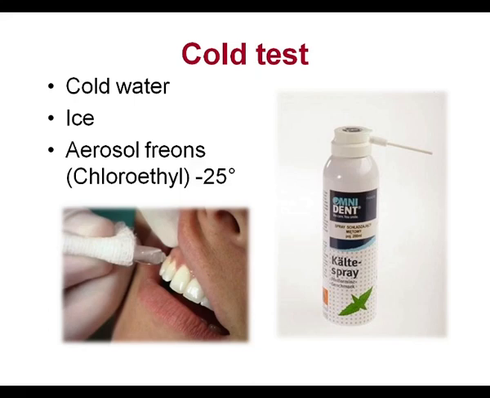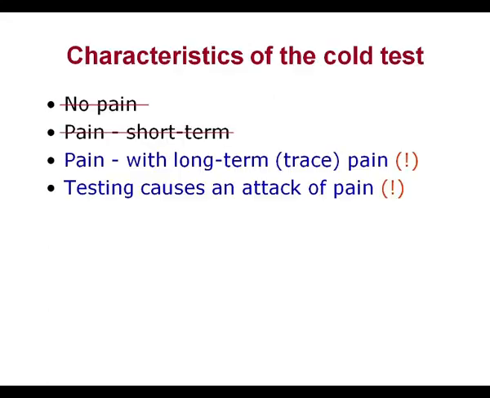The next method, from the additional group, is the cold test, a thermal test. It may be cold or hot. For the cold test, we use cold water, ice, or some aerosol freons like chlorethyl with a temperature of minus 25 degrees. And its characteristics: for example, no pain when there is no response from the patient. It's not characteristic for pulpitis.